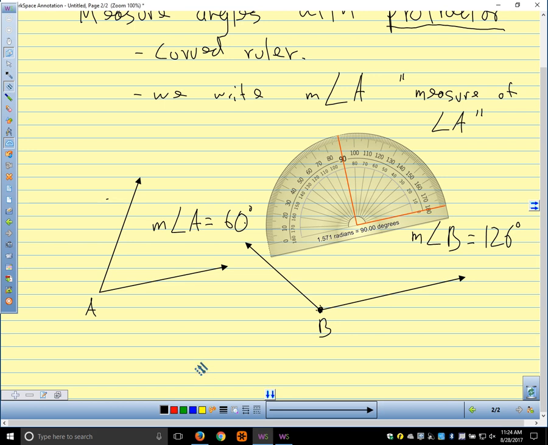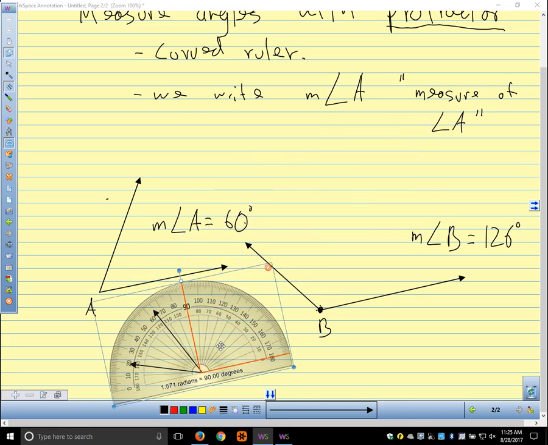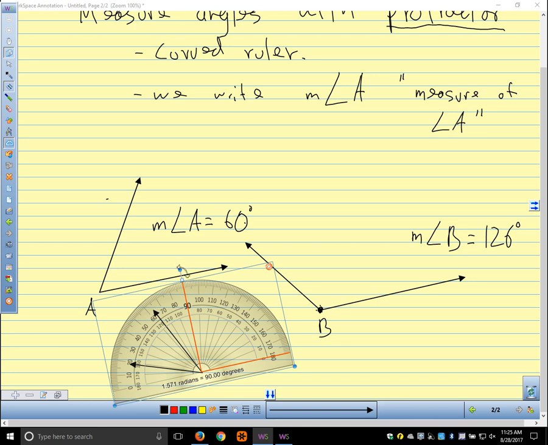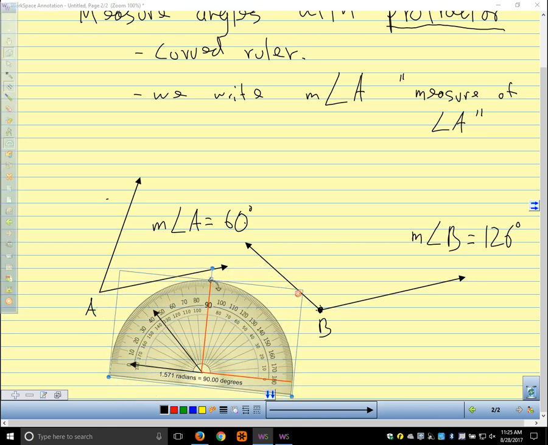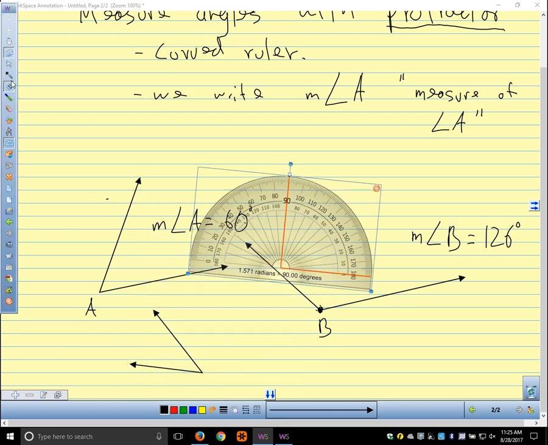Now if my angle is turned the other direction, so if I had an angle opening to the left instead of to the right, do the same thing. Put the dot or the X or whatever your marker is, line up one ray, and I'm going to read this on the scale where the numbers are smaller than 90 degrees because this angle is smaller than 90 degrees. So it looks like I have about a 46 degree angle or so. That would be pretty close. So if this is angle C, I'd say the measure of angle C is 46 degrees.